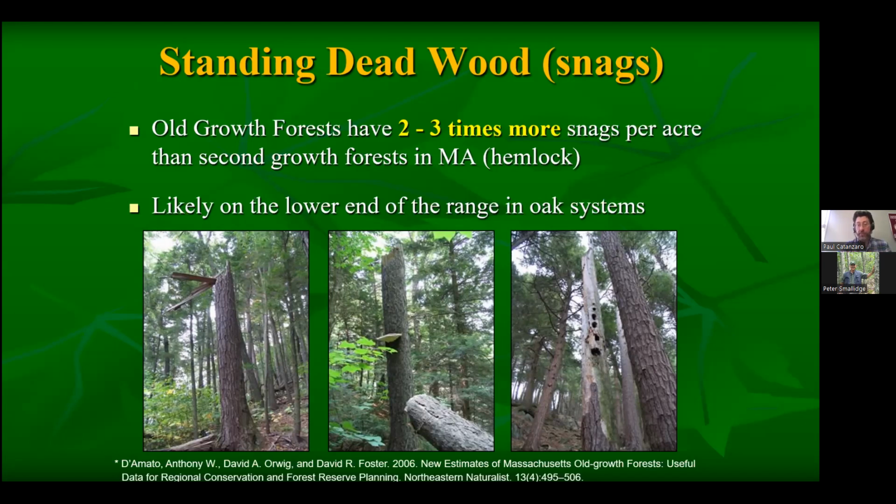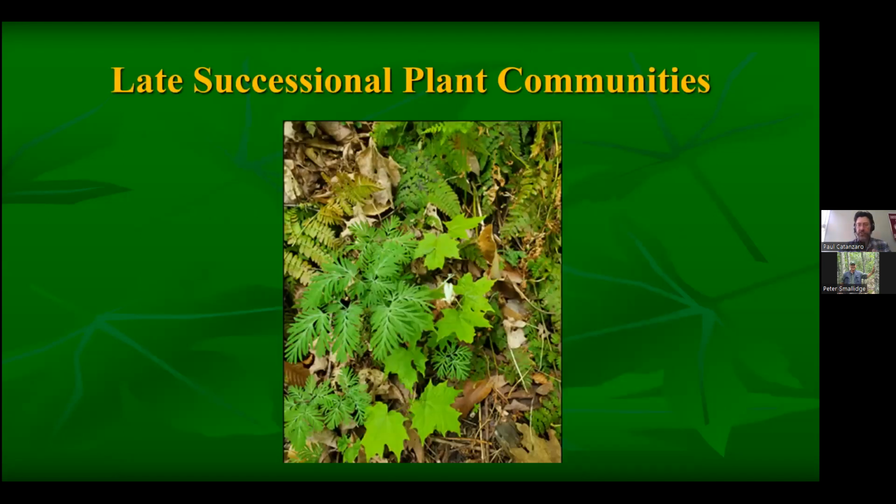It's probably getting ready to fall over and be an input to the down dead log, which is great because an entire other new suite of species will utilize that. But again, it's a conveyor belt, if you will, and we've got to make sure that there are enough inputs into that conveyor belt that the forest is going to see periodic pulses of that dead wood. And the last characteristic are these late successional plant communities.